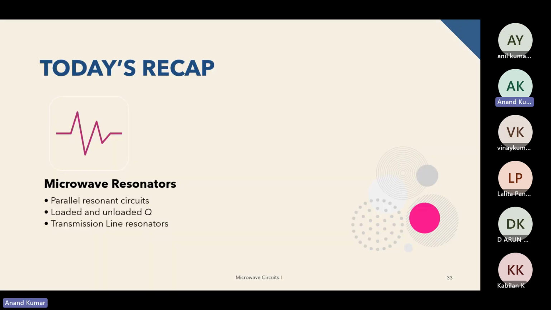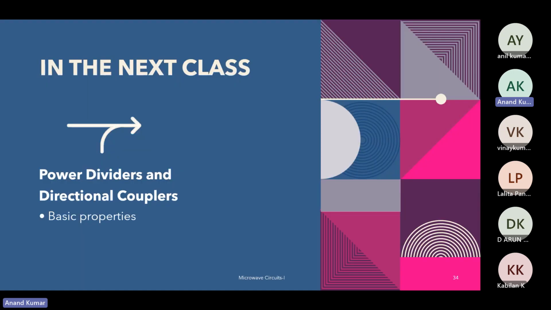So we covered the parallel resonant circuit, loaded and unloaded Q, and transmission line resonators, and this marks the end of this module. The next class will start with power dividers and directional couplers.